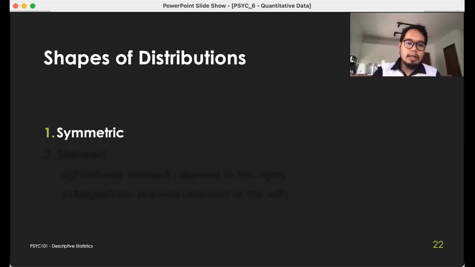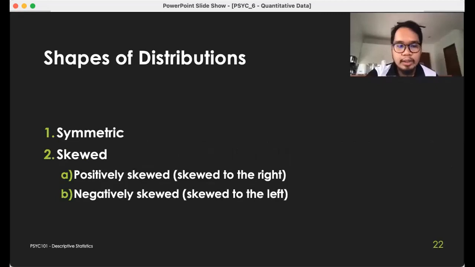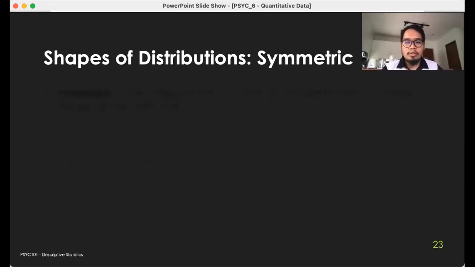There are two major types, but in the second one, the skewed ones, we have two distinctions, which are the positively skewed and the negatively skewed. So we have basically three: symmetric, positively skewed, and negatively skewed. Let's first talk about the symmetric distributions.